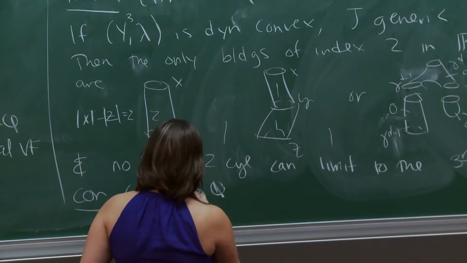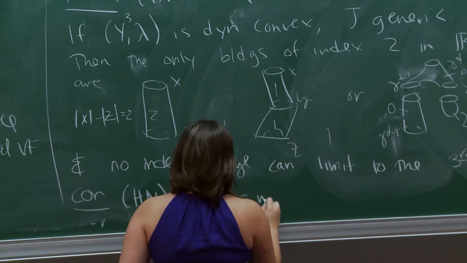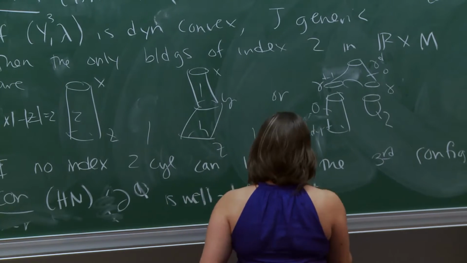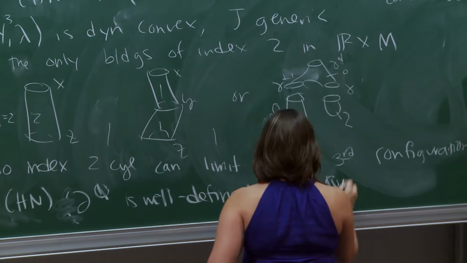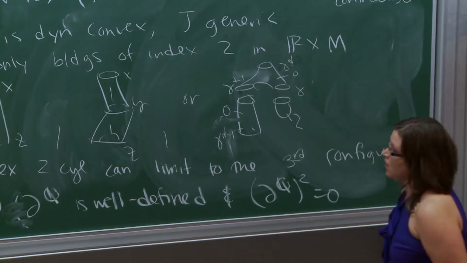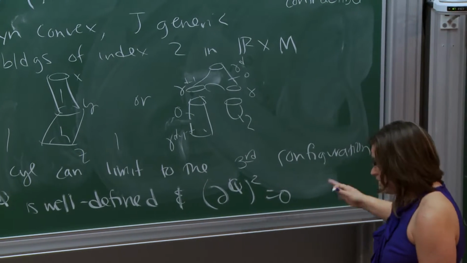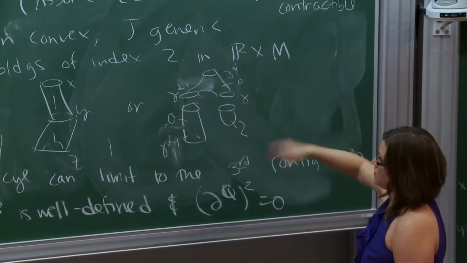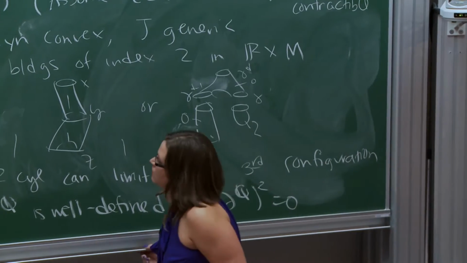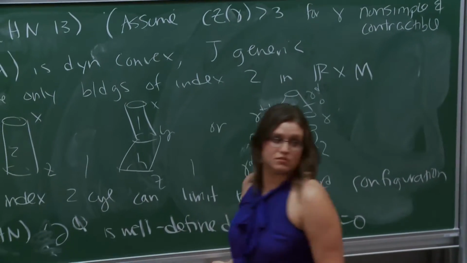the cylindrical contact homology differential is well defined and it squares to 0. And this is in a symplectization. The reason why we don't have invariance yet is because this analogous lemma in cobordisms for sure does not hold. Okay. Any questions?